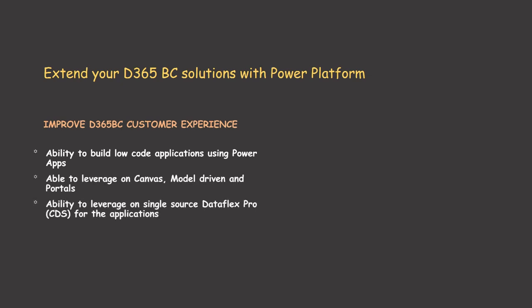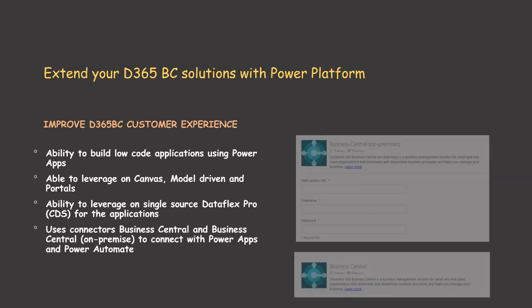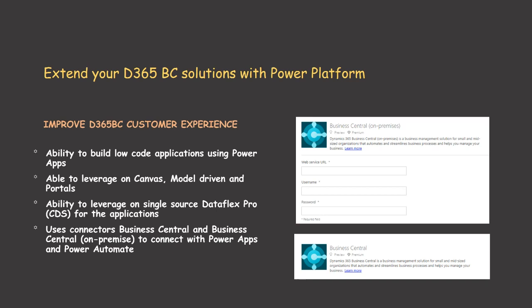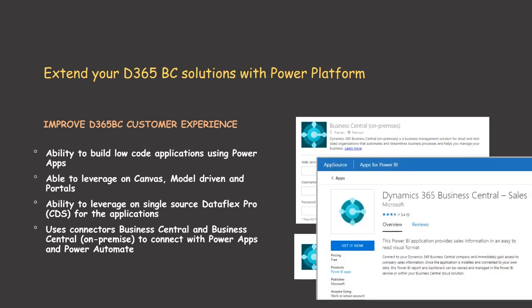You have the ability to build low-code applications using Power Apps, and then you can leverage Canvas, model-driven apps, and portals. Similar to FNO, the finance and operations, we have these for Business Central. In this case, for Business Central, we have two connectors: one for on-premises and one for the cloud version, right? And then if you talk about the apps, you have the apps for Power BI. You could use these out of the box, which gives three apps.